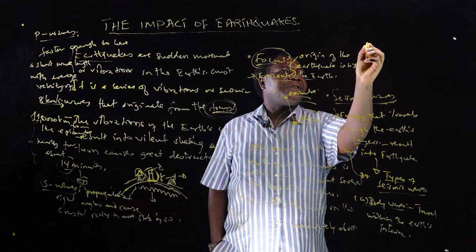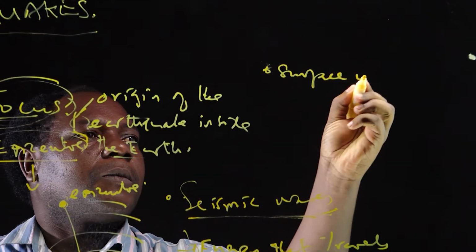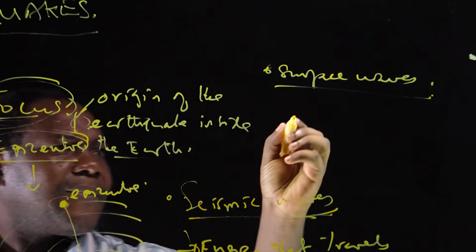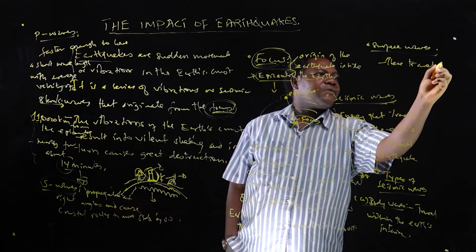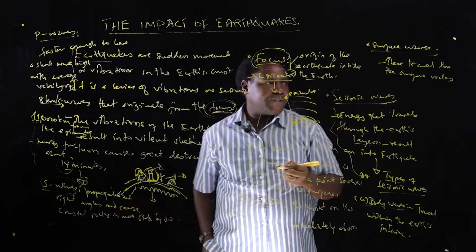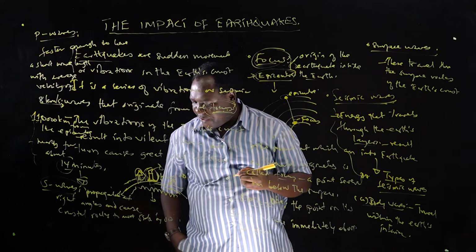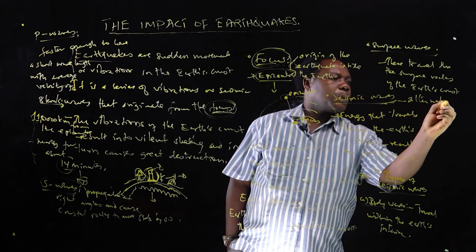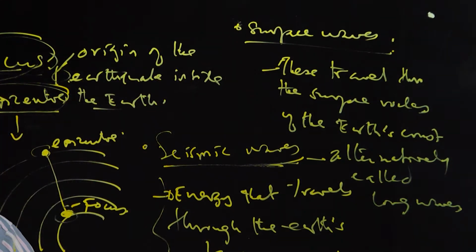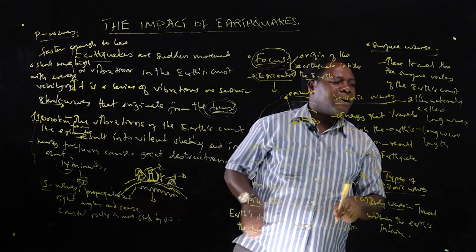So we have surface waves. We had the body waves. Now, secondly, we have the surface waves. These surface waves travel through the surface rocks of the Earth's crust. And we are saying that they are alternatively called long waves. Long waves, following the fact that they have a long wavelength. Because they have a long wavelength, that's why they are called long waves.